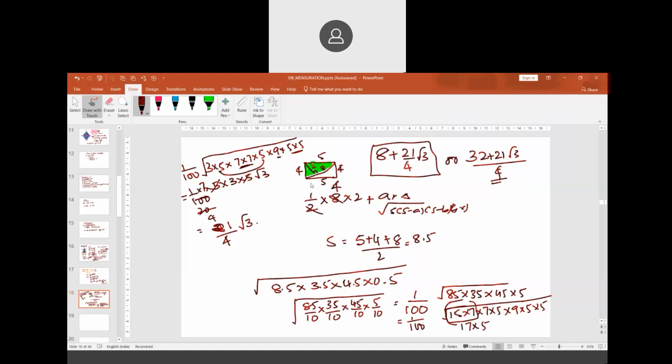I have just told you the method. You try this. From here there is a change. Till here it is correct. Will you try this? Yes, sir. Any other doubt? No, sir.